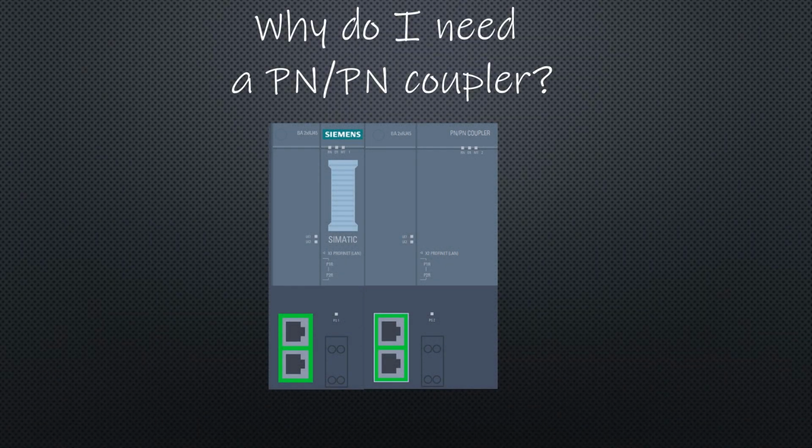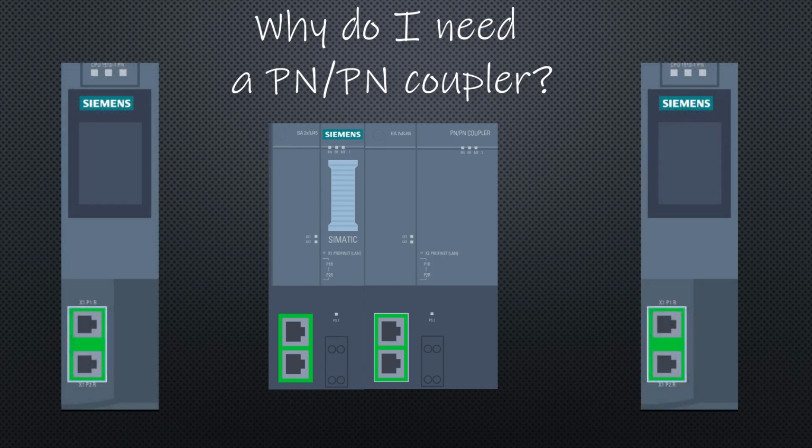So why would you actually need a PNP encoupler? Well, these bad boys are used to interconnect different subnets together for transfer of data while ensuring electrical isolation between them.